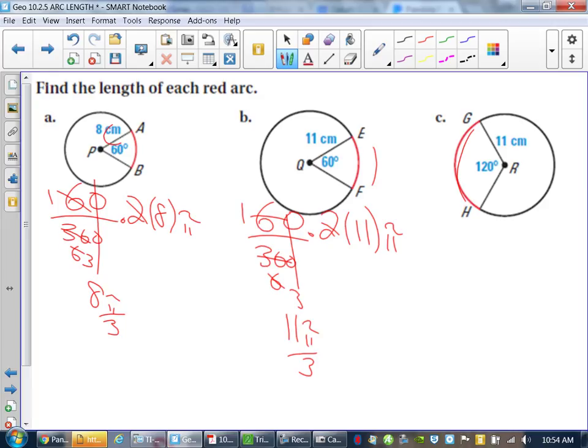same dimensions. Notice that the one angle is 60 degrees, the next one's 120. What's the difference, how do you get from 60 to 120? You double it. So what do you think you have to do to the arc length? Double it. You get 22 pi over 3? Oh, I didn't realize that.